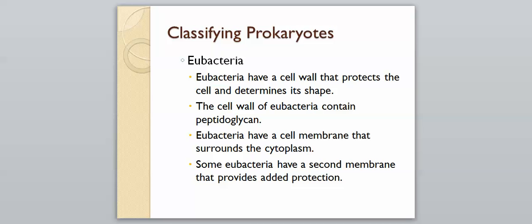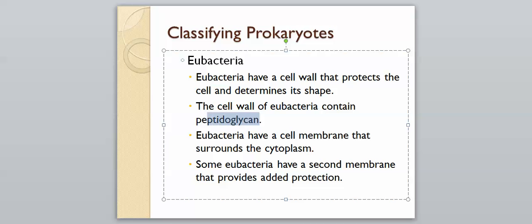And a new word is that the cell wall of Eubacteria contains peptidoglycan. Now this is a long word, it's a mouthful, but all we really need to be able to do with this word is, if I wrote down on the quiz, let's say, which type of prokaryotes have a cell wall that contains peptidoglycan, you would just need to know that it's Eubacteria. We don't need to know what the makeup of this molecule is. We just need to know that it is found inside of Eubacteria cell walls. Our next thing about Eubacteria is they have a cell membrane that surrounds the cytoplasm. This isn't anything new.